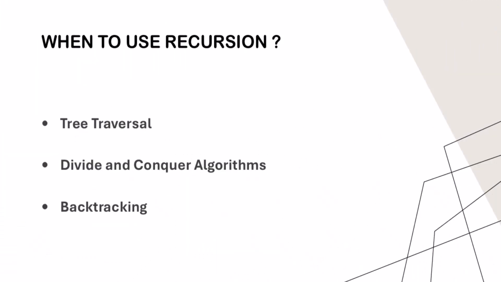Recursion is especially useful for problems that can be broken down into smaller, similar subproblems. Common use cases include tree traversal, searching or sorting trees, divide and conquer algorithms, problems like merge sort and quicksort, and backtracking, solving problems like the n-queens puzzle or maze solving.